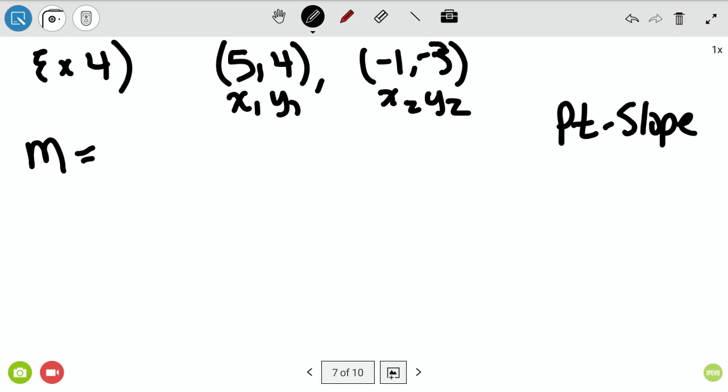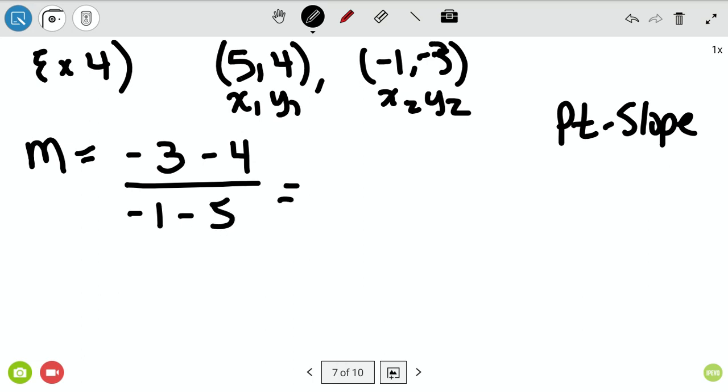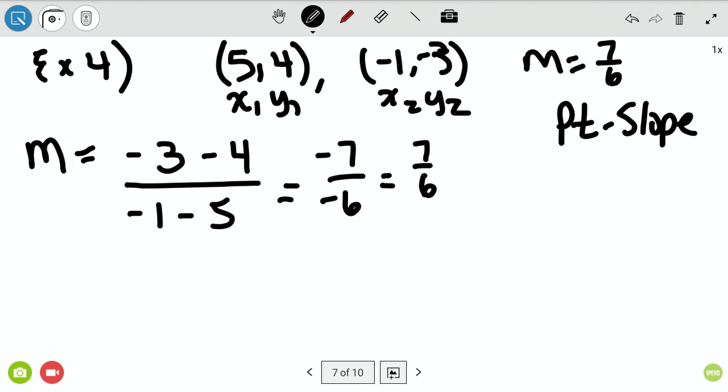Now let's plug in. y2 is negative 3 minus y1, which is 4, over x2 is negative 1 minus 5. Negative 3 minus 4 is negative 7. Negative 1 minus 5 is negative 6. Clean that up a little bit and we get 7 over 6. So we know our m equals 7/6.